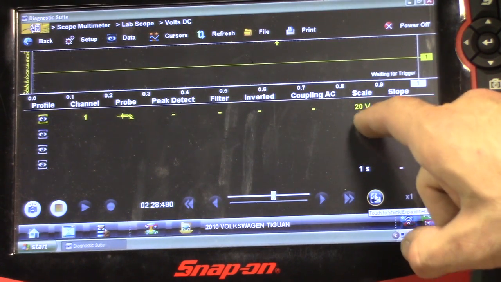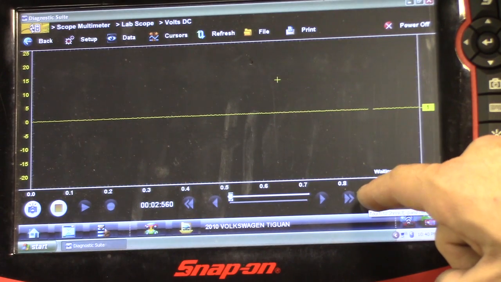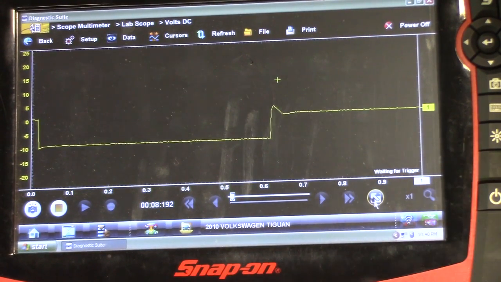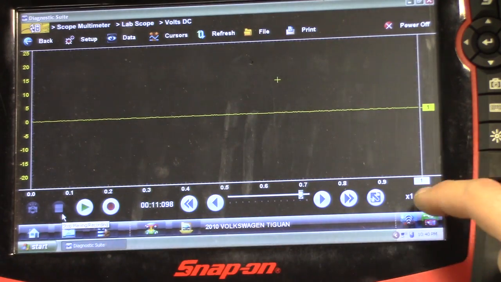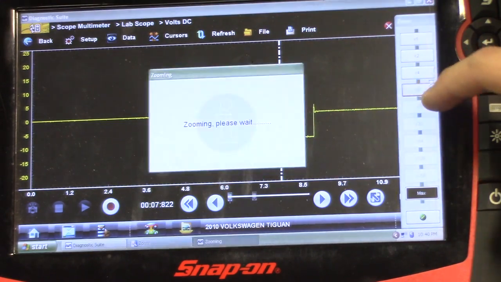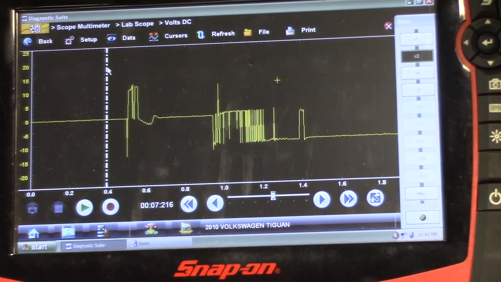Make the scale bigger. On 50 volt. Do that again. Go back. Stop that. So here is our control. So when you first turn the key on, I guess the computer tries to do an adaptation. And this just confirms that we have control going to this throttle valve. If we have movement would be the question.